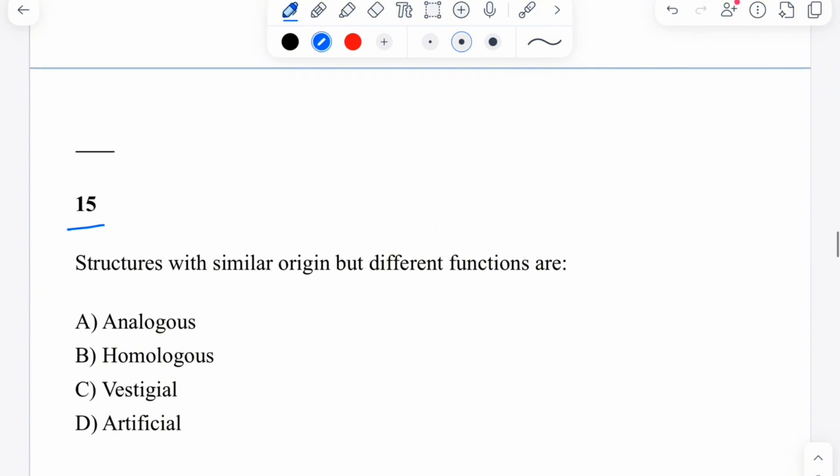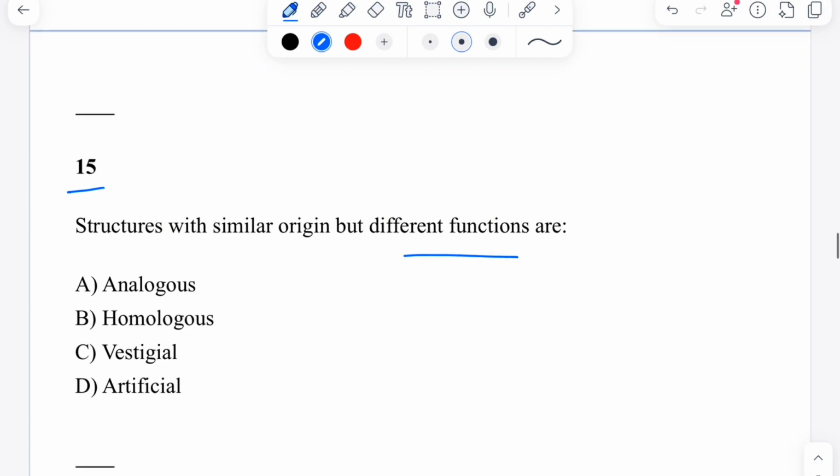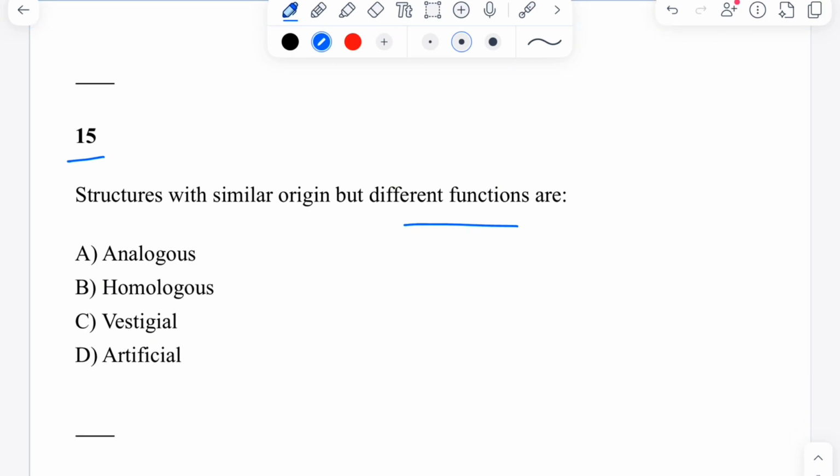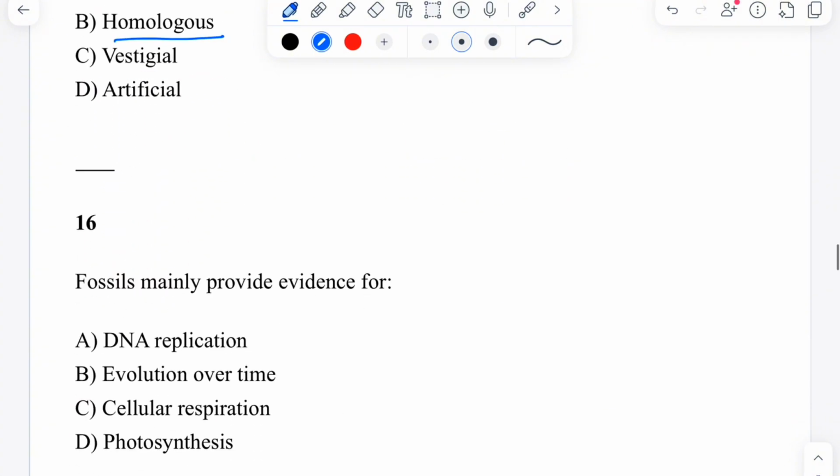So number 15. Structures with similar origin but different functions are: analogous, homologous, vestigial, and D. Artificial. It's easy, homologous.